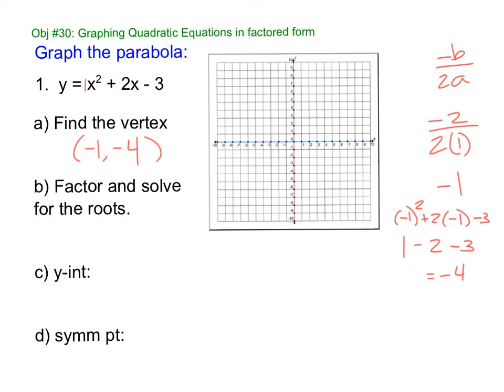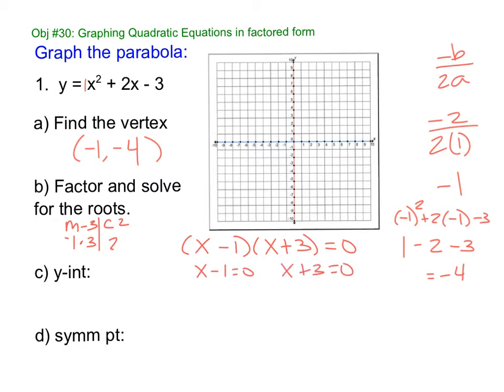All right, so now factor and solve. What multiplies to negative 3 and combines to 2? 1 and 3, where the 1 is negative. So that's x minus 1, x plus 3 equals 0. So x minus 1 equals 0, x plus 3 equals 0. So my roots are 1 and negative 3. That is super ugly.